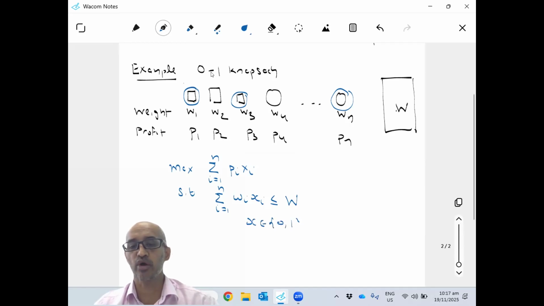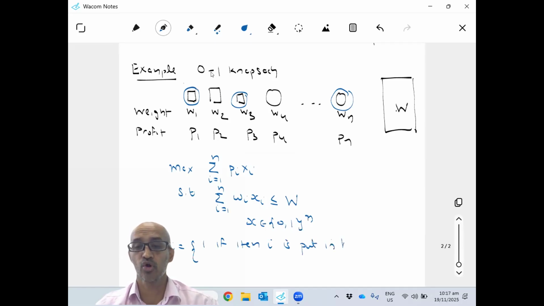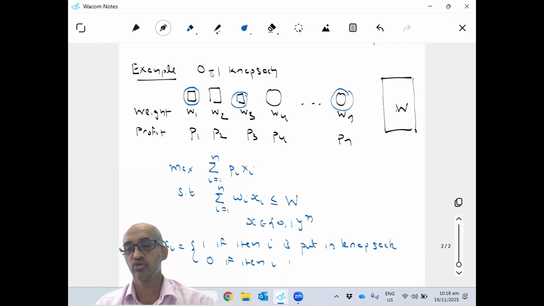So whenever you write an integer program, it's important you define what the variable means. So what is x? Essentially, xi takes a value 1 if item i is put in the knapsack, and 0 if item i is not put in the knapsack. So this is one of the basic 0, 1 optimization problems.